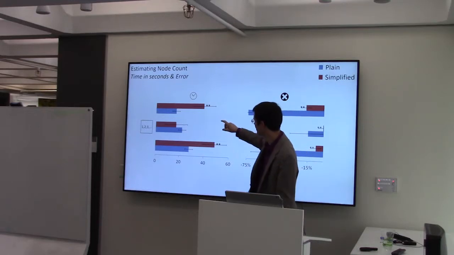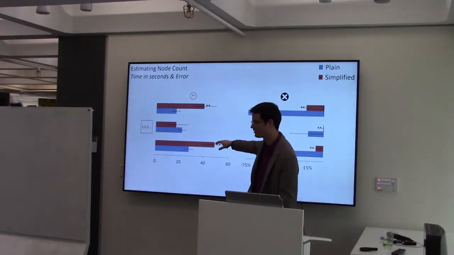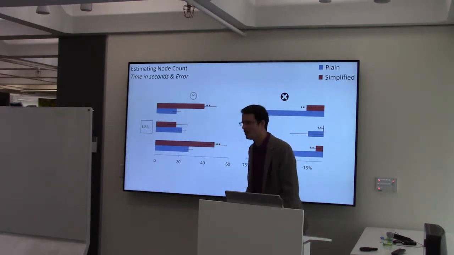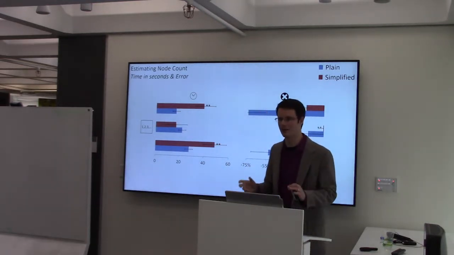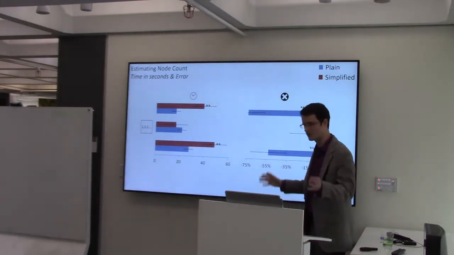In terms of how long it took, users would actually take longer to do so, though, at least in two of the networks that we looked at. They'd spend more time trying to interpret what the glyphs meant, but then in doing so, they'd have much more accurate predictions.